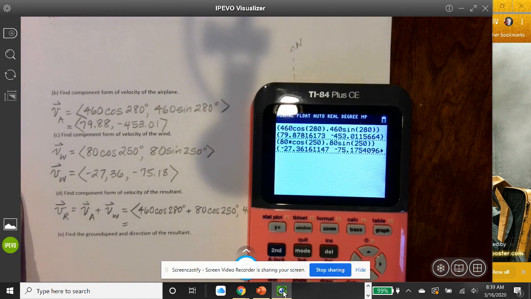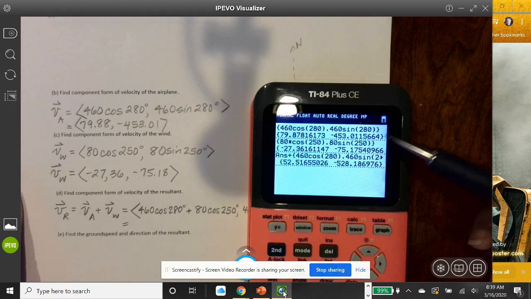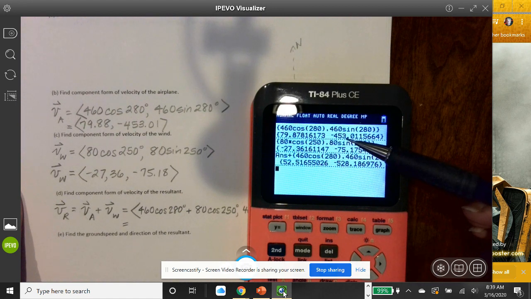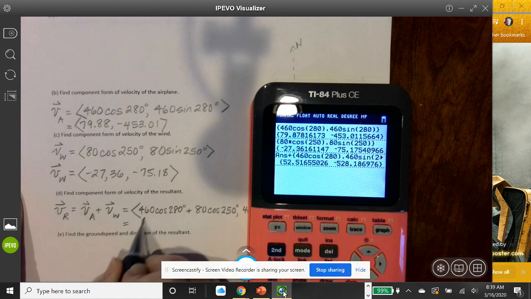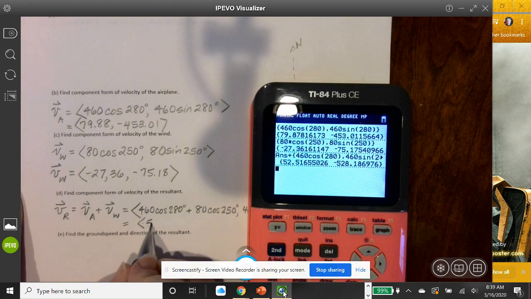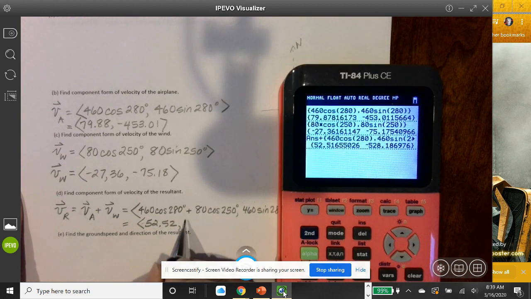Now, since I already have these two vectors in my calculator, I'm just going to grab this one and add it to the answer. Let's see if that makes sense. 79 minus 27 looks like it could be 52, and negative 453 minus makes it even more negative. So I agree with those numbers. That's positive 52.52, comma, negative 528.19.